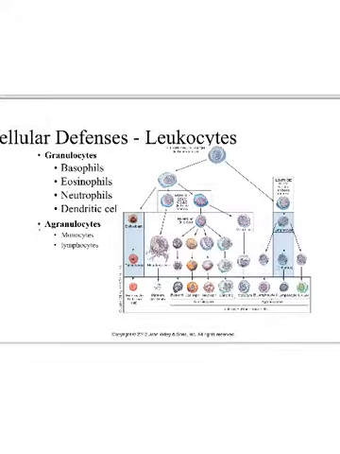So granulocytes, we usually say, Ben loves granny. So basophils, eosinophils, neutrophils, and our book also includes dendritic cells. Agranulocytes are monocytes and lymphocytes.